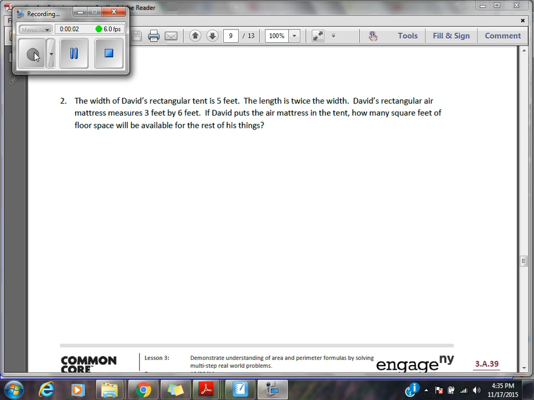You have a multi-step word problem to work out tonight. So I'm going to give you a problem very much like the one you're working out tonight with different numbers. So let's read it. It says the width of David's rectangular tent is 5 feet.